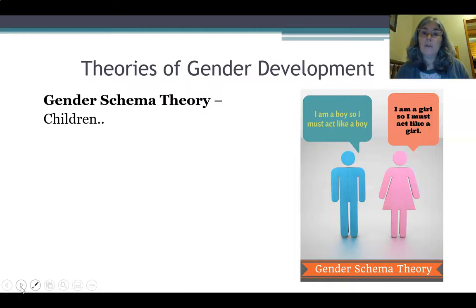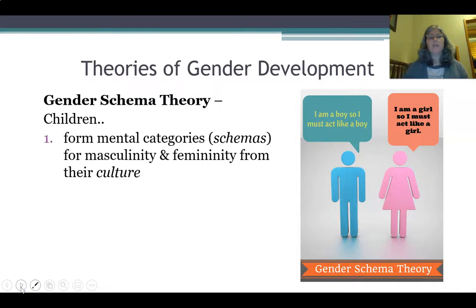Okay, so social learning theory we saw. Now, gender schema theory. The way gender schema theory works is children form these mental categories, which we call mental schemas, that contain ideas for them of what is masculinity and what is femininity. And they get these ideas from their culture. So in gender schema theory, a boy and a girl's mental cognitions or gender schema about gender will differ from one culture to another.